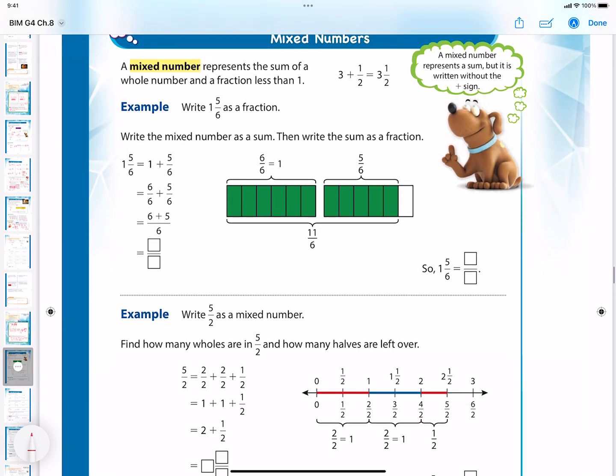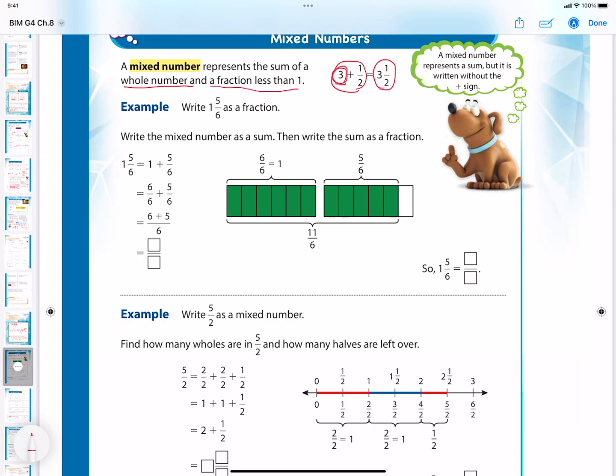A mixed number represents the sum of a whole number and a fraction less than 1. So you are supposed to have a whole number and then a fraction less than 1. So 3 and 1/2. When you read this mixed number, you read the whole number, just 3, and then you say and. Then you say the fraction. So 3 and 1/2.